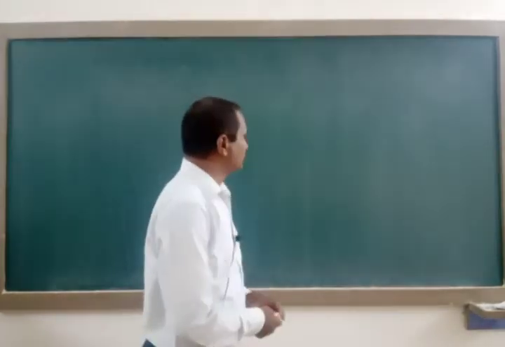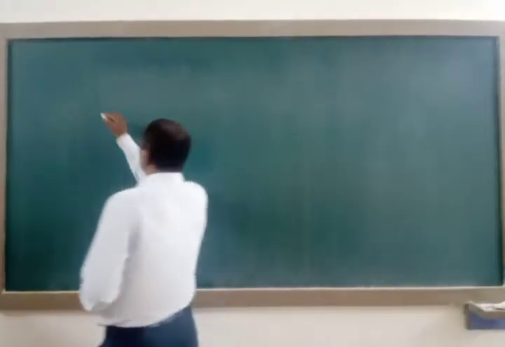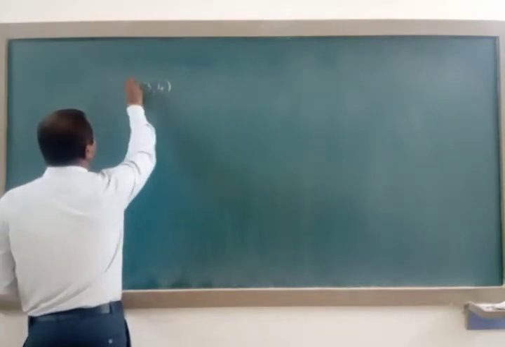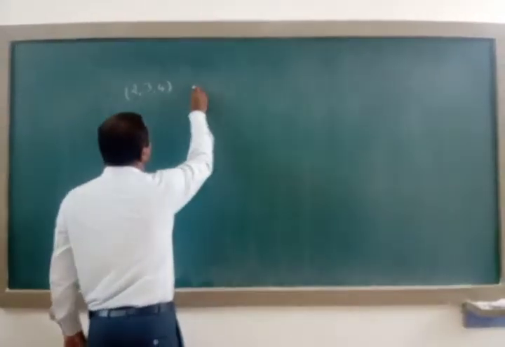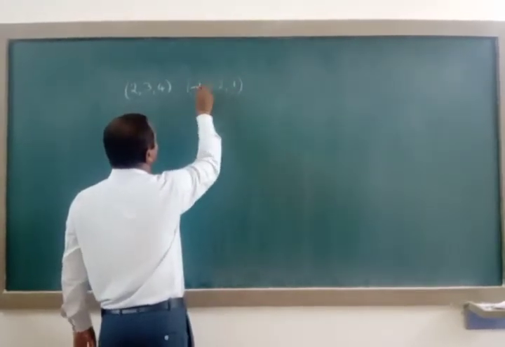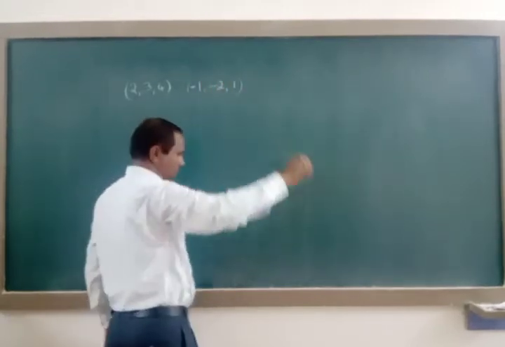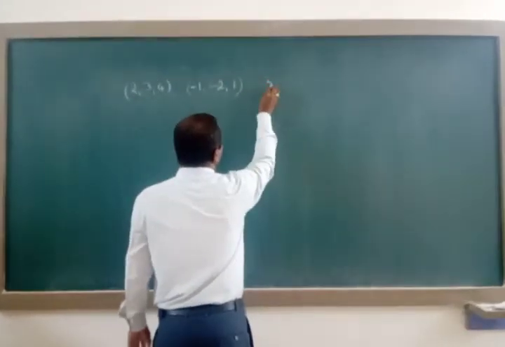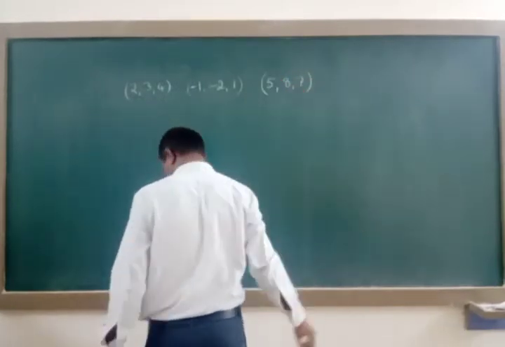The third question is: show that the points 2, 3, 4; minus 1, minus 2, 1; and 5, 8, 7 are said to be collinear.